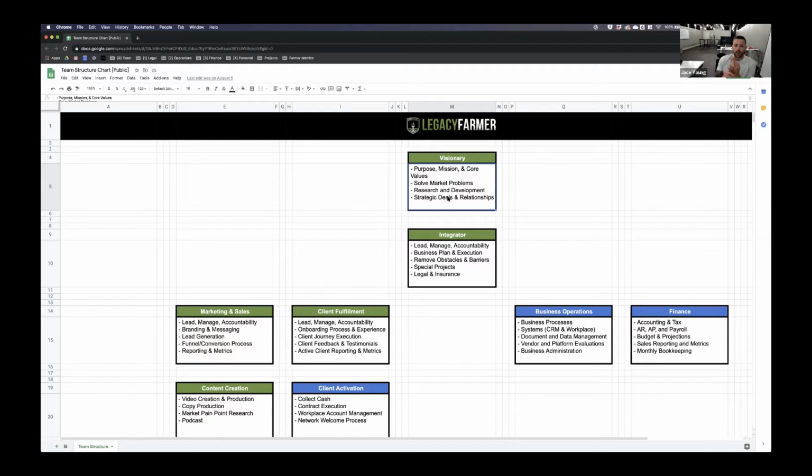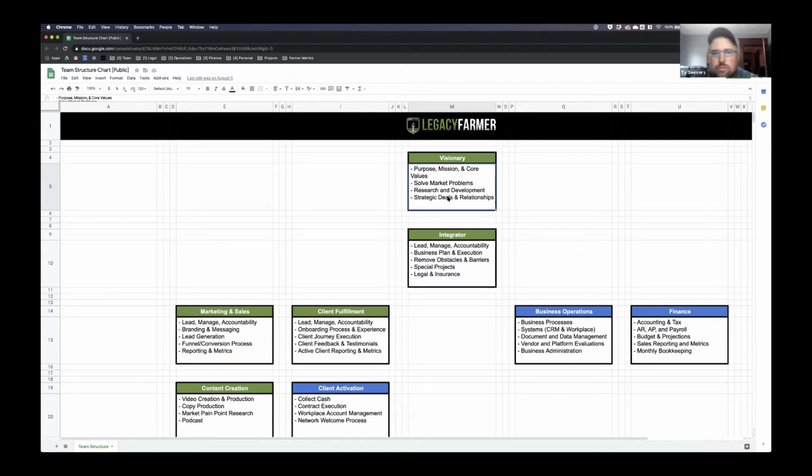Okay, and then below the visionary is the integrator. The integrator is responsible for leading, managing, and accountability of the team below them, business plan and execution, removing obstacles and barriers, special projects, and legal and insurance. Okay. Now, when you start talking about processes, Ty, and systemizing everything in the business, how is this right here helping us do that?